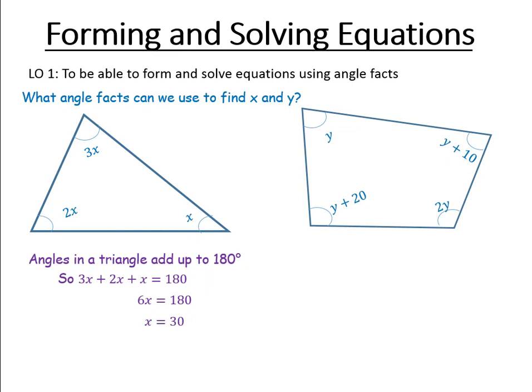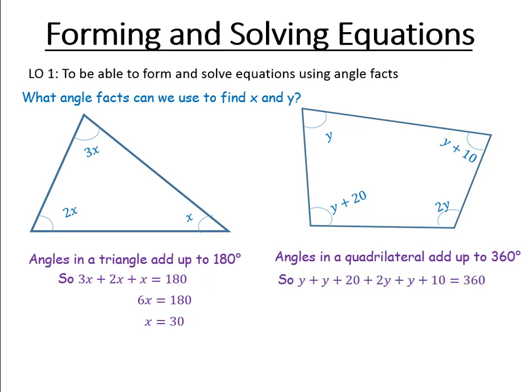Let's look at this one here. We've got a four-sided shape, which kind of looks like a trapezium in a way. It's giving us the angles y plus 20, y plus 10, and 2y. Again, what angle facts can we use to find y? Angles in a quadrilateral add up to what? Angles in a quadrilateral add up to 360 degrees. A quadrilateral is any four-sided shape like this one, and the angles must add up to 360 degrees. So how can I form an equation using my angles? Y plus 20 plus 2y plus y plus 10 is equal to 360 degrees. So I've formed the equation now.